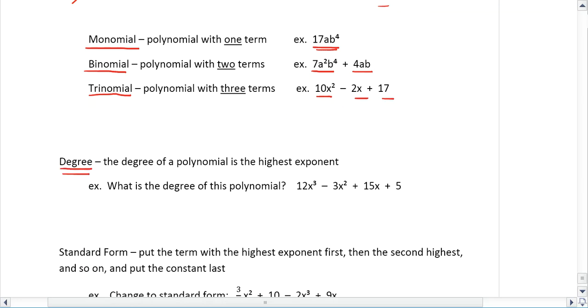A polynomial also has a degree. The degree of a polynomial is the highest exponent, and this is going to come in handy later when we're solving these, and the degree is going to tell us how many answers we're looking for. In this example, what is the degree of this polynomial? Well, since the highest exponent is a 3, this is a 3rd degree polynomial.